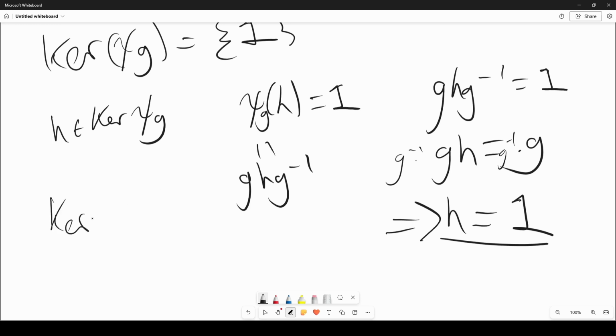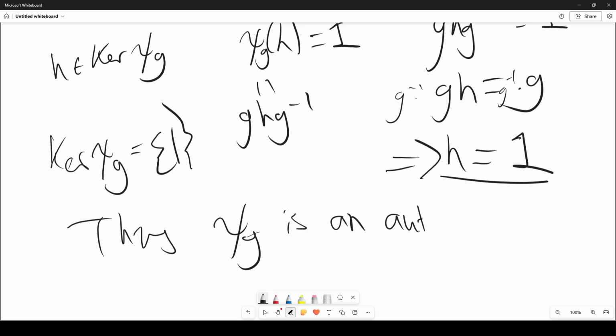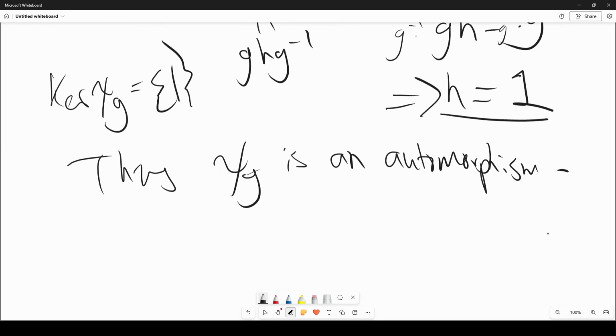Thus, the kernel of psi sub g equals 1 as we desired, which means psi has to be injective and thus bijective, and thus psi is an automorphism. And this is true for all g in G. The map which does the conjugation by g is an automorphism regardless of which g you choose.